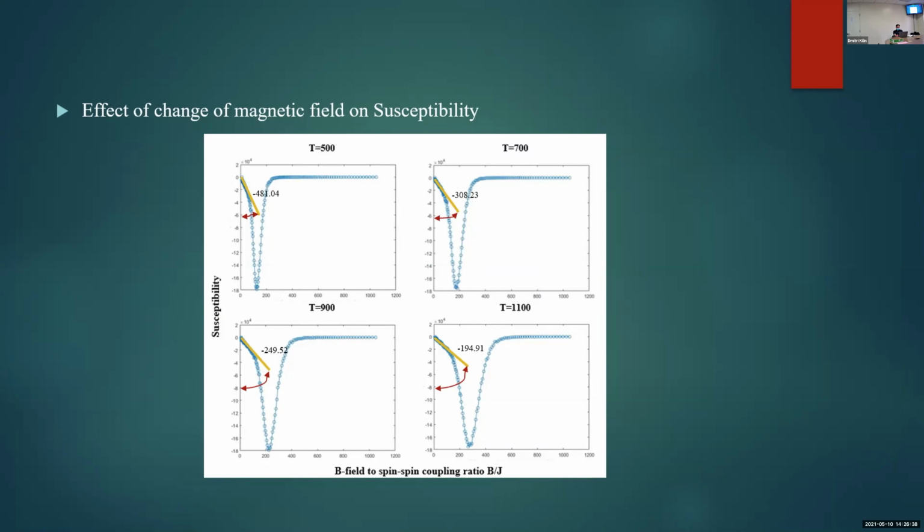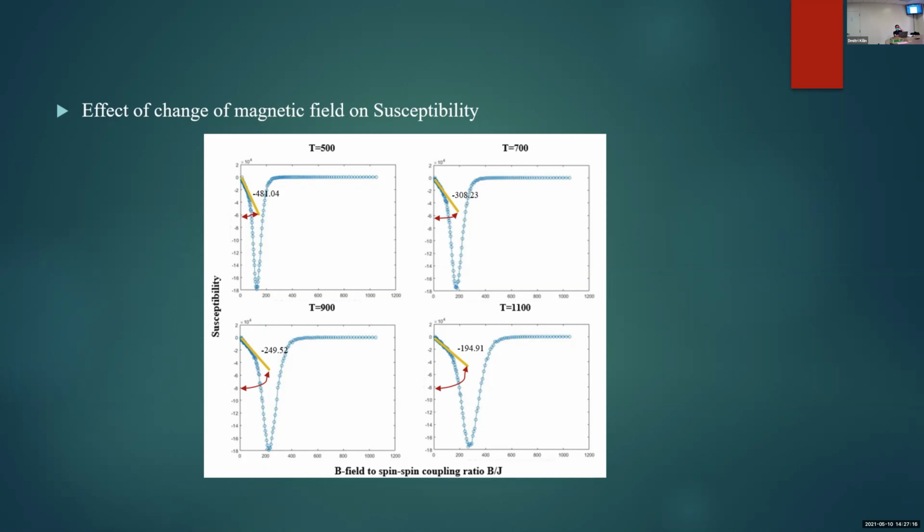In this figure, we can see the effect of magnetic field on the susceptibility. As it's seen, when the temperature increases, the minimum of the plot is shifted toward higher magnetic fields. In low magnetic fields, it is seen that the susceptibility is proportional to the magnetic field. And I calculated the slope for each temperature. Also, by increasing the temperature, the slope increases. Meanwhile, in higher temperatures, the minimum of the plot is shifted to larger magnetic fields.